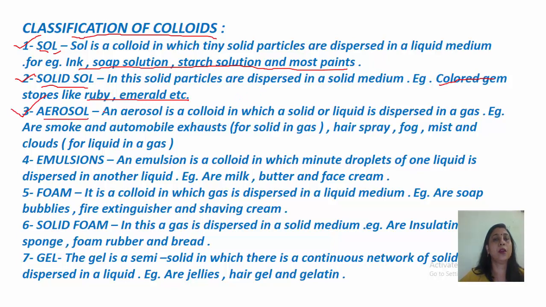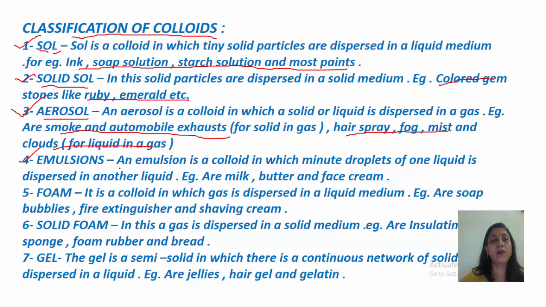Aerosol means a solid or a liquid is dispersed in a gas. Examples are smoke and automobile exhaust for solid in gas, and hairspray, fog, mist, and clouds for liquids in a gas. So you can give examples from this. Number four is emulsion.